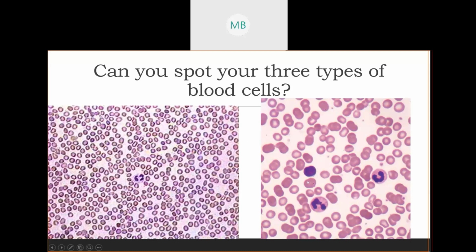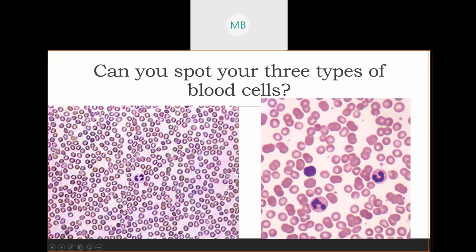So for example, if we are looking at these lovely pictures of blood smears, can you spot your three types of blood cells? In both of these pictures, we can see that the most numerous ones are these red dots here. Most of them look like a little donut, because the middle part of red blood cells is much thinner than the outer rim. And you can see all of them in this blood smear as well. So all of these blood cells that my mouse is hovering over that look like little red donuts are your erythrocytes.